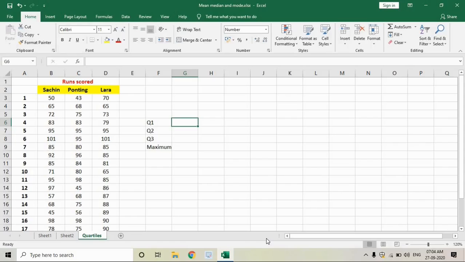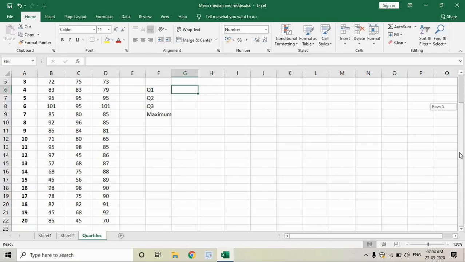Q2 is nothing but the median. We have already explained what a median is. And Q3 means 75% of the values in the series lie below Q3 and 25% of the values lie above Q3. And we need to find out what these particular values are. So let's try with the first series, and we are moving ahead with the same series: the runs scored by 3 batsmen, Sachin, Ponting and Lara, in different matches.